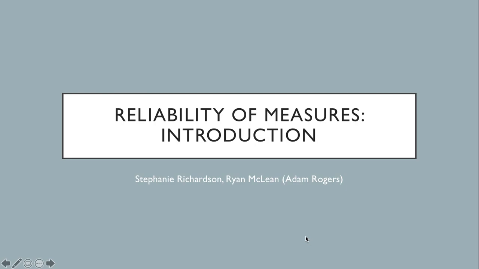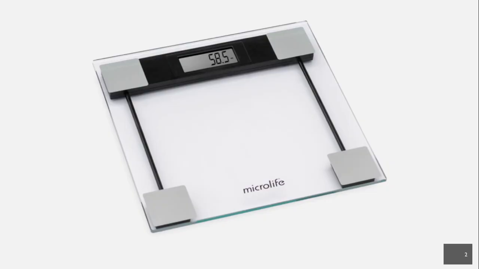We're going to be talking about reliability of measures. This is an introduction. So let's say you step on the scale one day and it says you weigh 58.5 pounds. The next day you step on it and it says you weigh 150 pounds. And then on the third day it says that you weigh 185 pounds. There's something very wrong with this scale. The scale is not reliable.